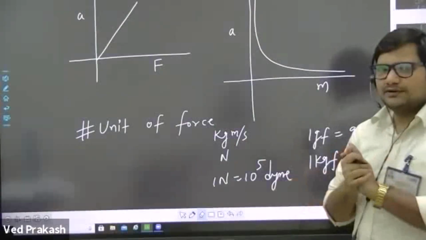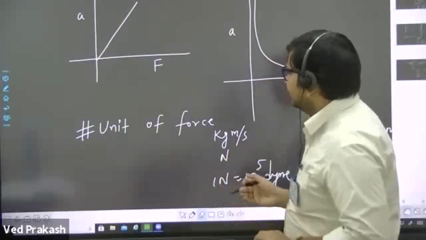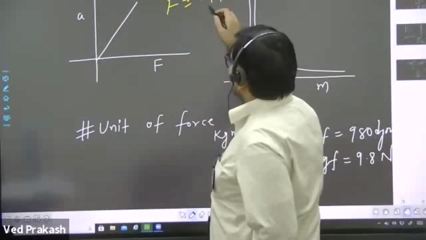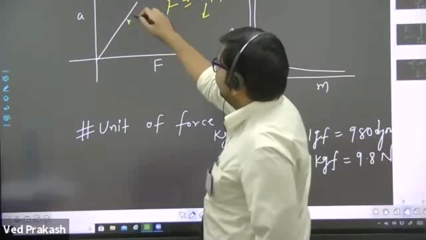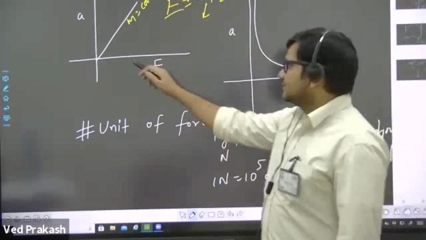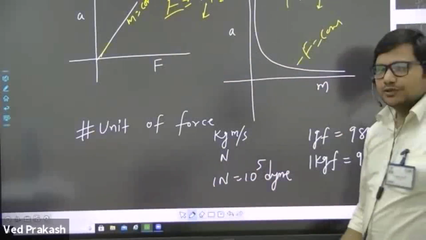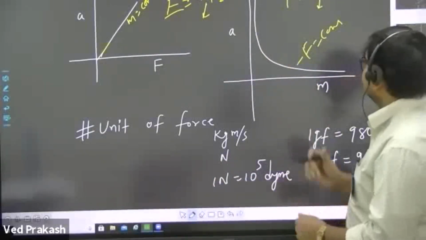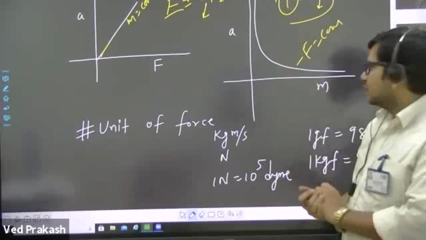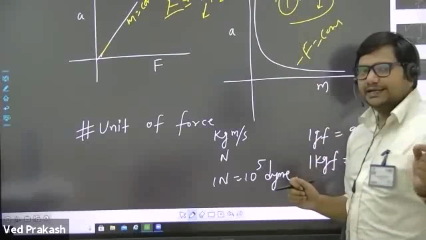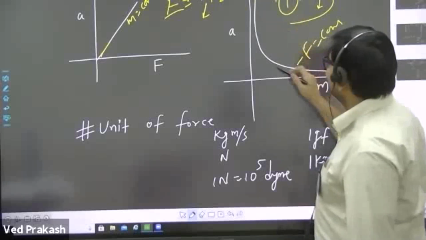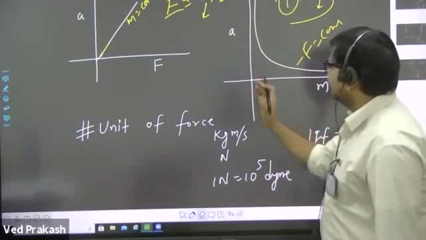If you try to draw a graph of a versus F, you will get F equal to ma. So for constant m, F is directly proportional to acceleration, so this graph is going to be a straight line. If you try to draw an a versus m graph, then for constant force, m is inversely proportional to a. So if mass tends to 0, then a tends to infinity. That's why this graph is like this, tending to infinity when mass is coming to 0.